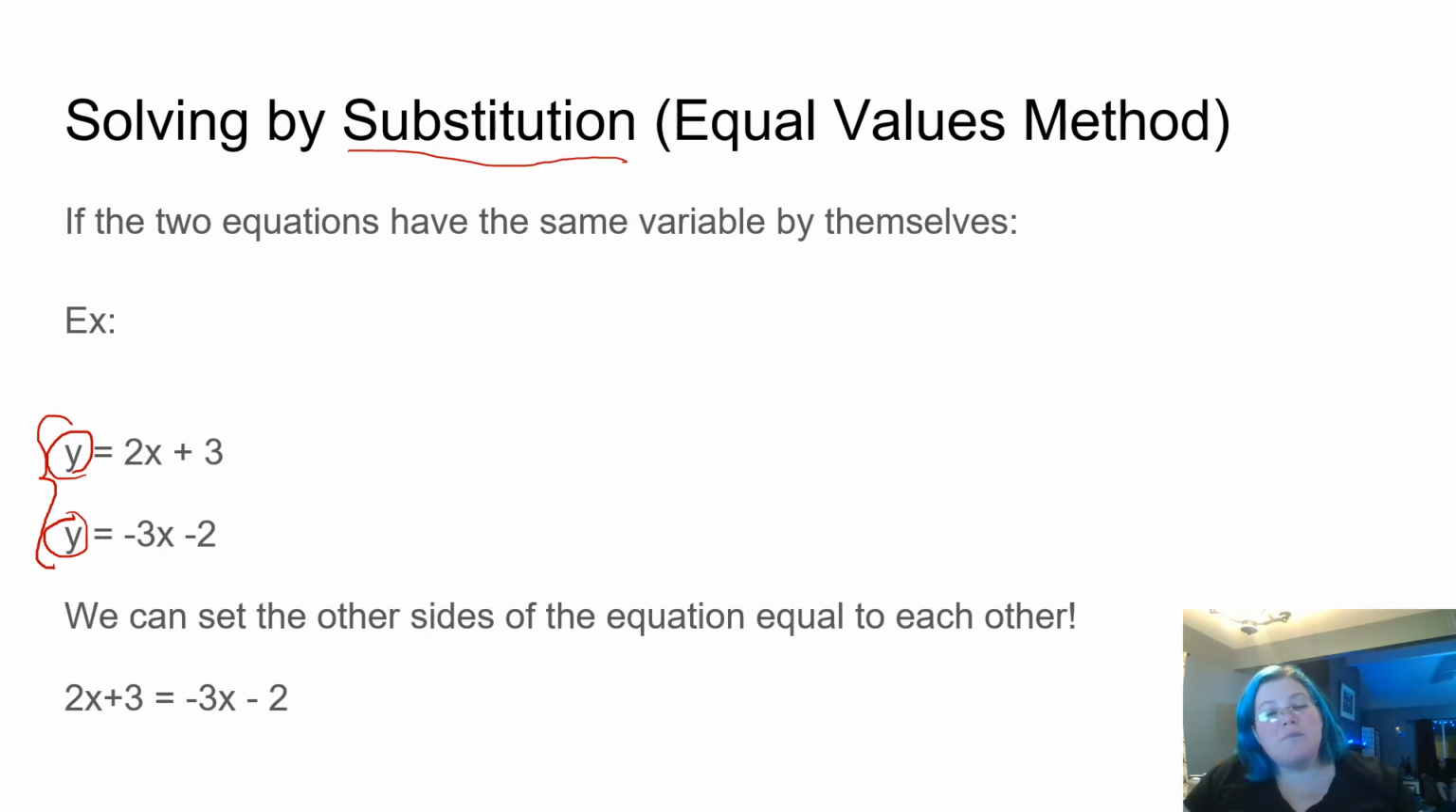And to do substitution, what we do is take the other sides of our equations and set them equal to each other. So this 2x plus 3 and the negative 3x minus 2, we are going to combine into one equation. So some things to notice. We go from two equations with two variables to one equation with one variable. That is the purpose of using substitution.